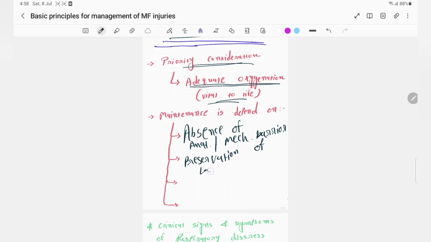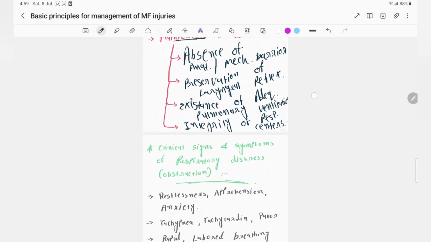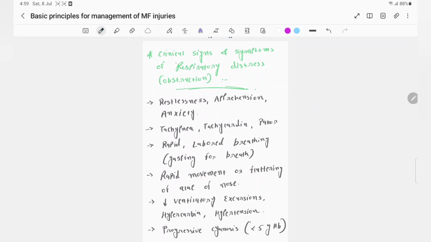Preservation of laryngeal reflex. Then the third thing is existence of adequate pulmonary ventilation. And the fourth thing is integrity of respiratory centers. Okay, these are the four things on which maintenance is based. After this, now we will move to the clinical signs and symptoms of respiratory distress or obstruction.